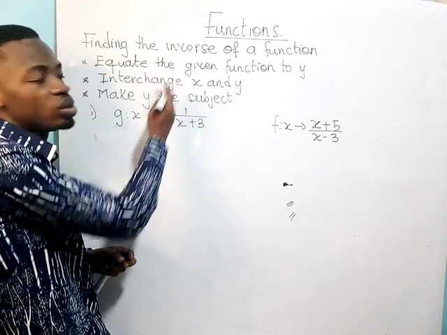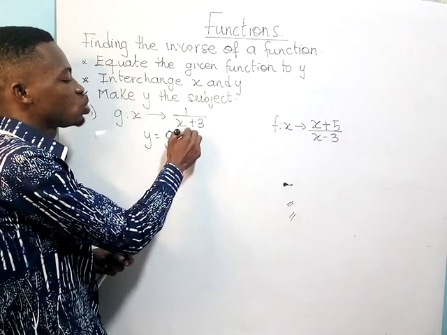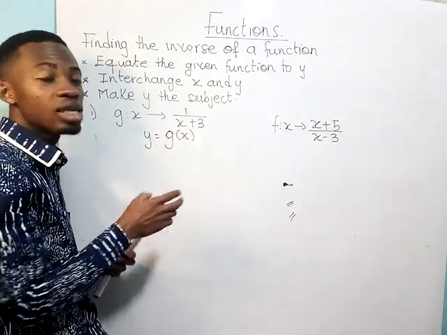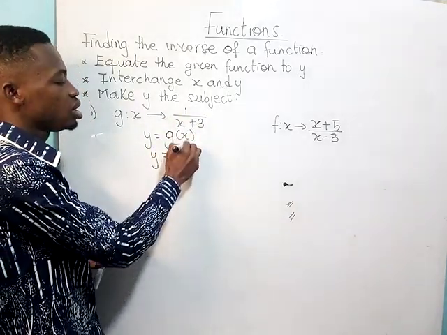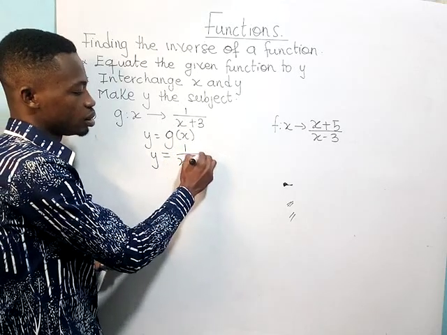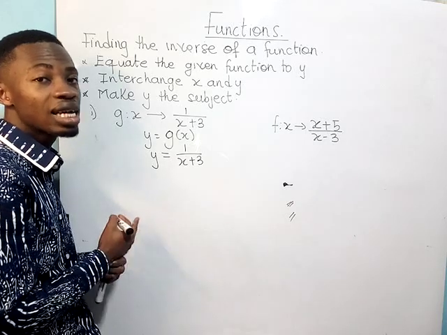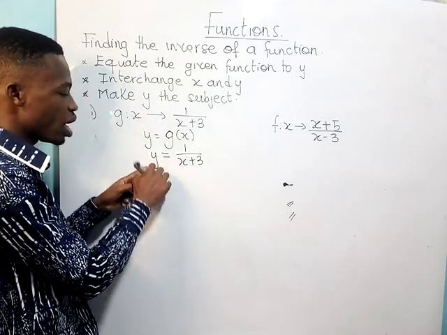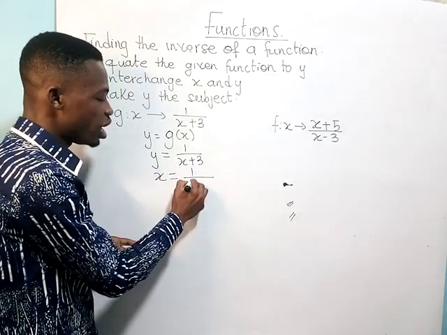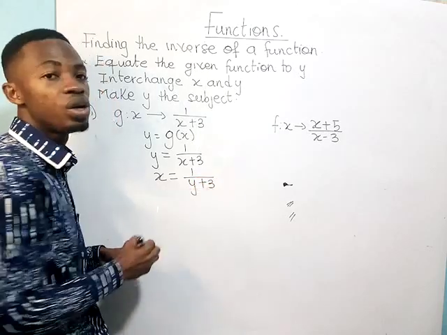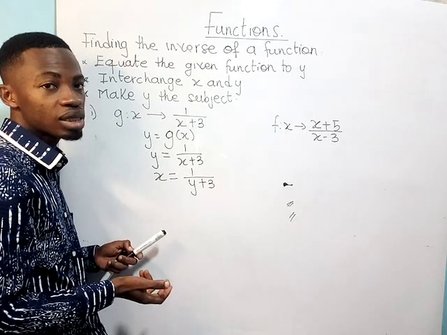So from the given note, we equate our j of x to y. And we know that j of x is 1 on x plus 3. So y is equal to 1 on x plus 3. The next thing to do is to interchange x and y. So in place of y, we write x. Then in place of x, we write y.